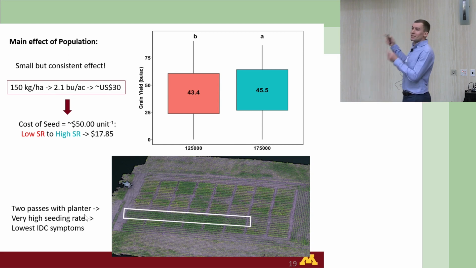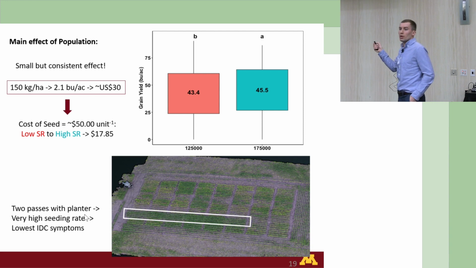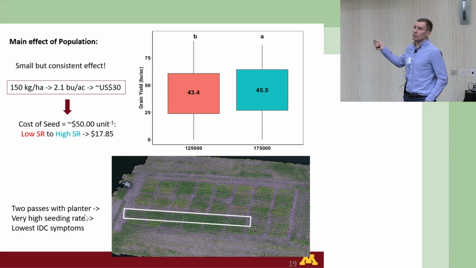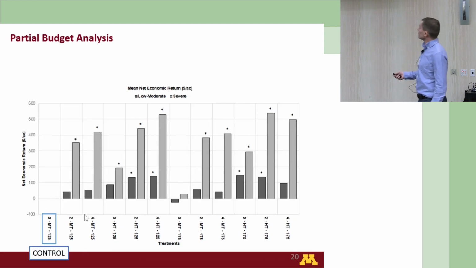But what I believe is even more important here is that these 2 bushels per acre that we are gaining here should at least pay for the extra 50,000 seeds that we are adding to switch the seeding rate from 125 to 175,000 seeds per acre.